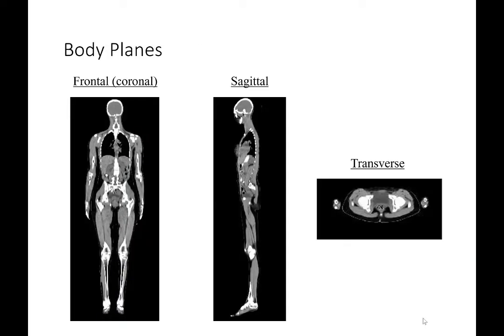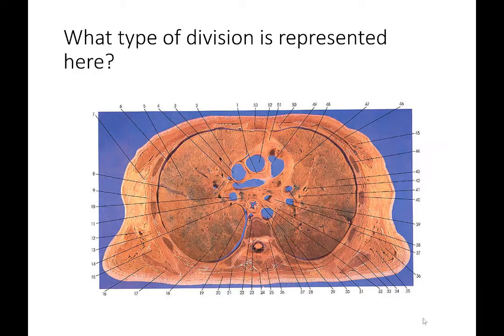We can see these images here, where we can see the frontal or coronal slice, where you see a whole frontal surface. The sagittal is across the side, and then the transverse is a horizontal cut across the body. If you can think of what slice this is, it is transverse.